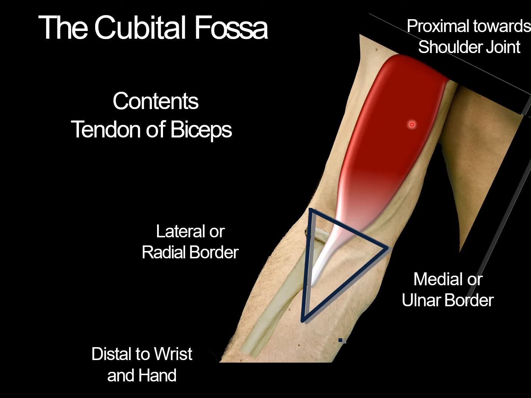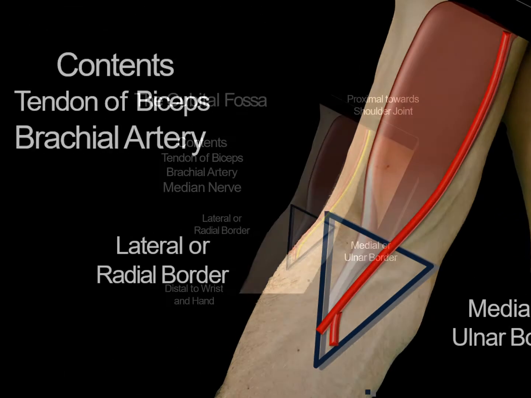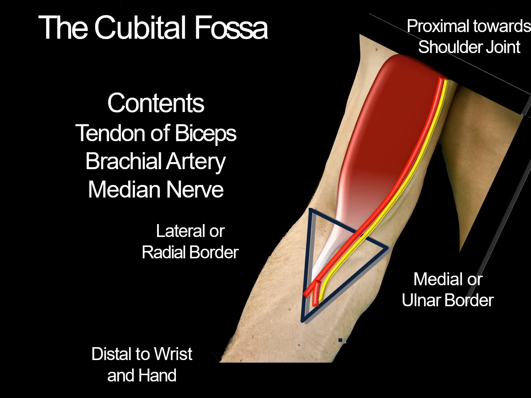Then what are the contents? This red one muscle is the muscle of biceps. So most laterally we have the biceps. Then the brachial artery which divides into ulnar and radial. Then this yellow one is the median nerve. So what are the contents? Biceps brachii, tendon of biceps brachii, brachial artery and the median nerve.